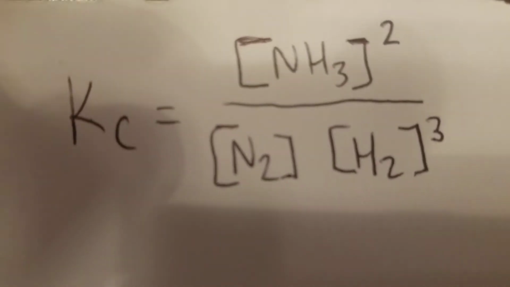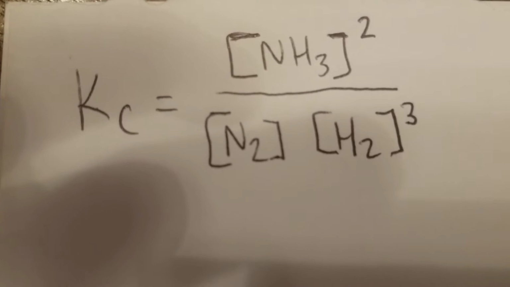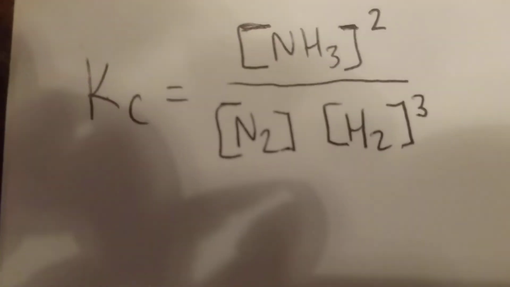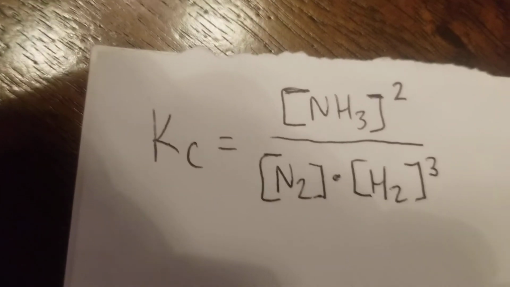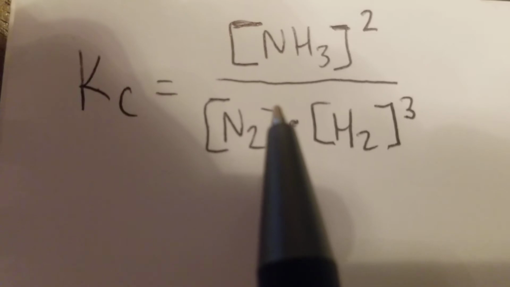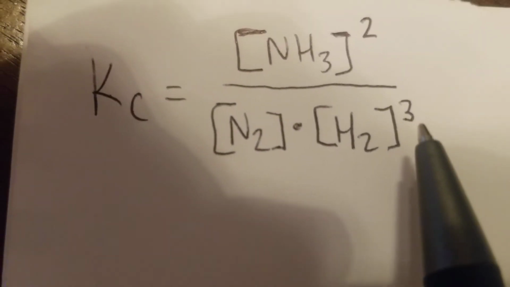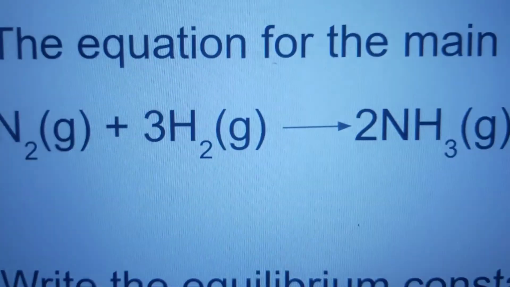And then in the denominator, notice that I put both of the reactants, N2 and H2. They're being multiplied. You guys know that when they're just right next to each other, that means they're being multiplied. And the exponent of this one is 1 because the coefficient is 1 in the balanced equation. And the exponent of this one is 3 because the coefficient is 3 in the balanced equation.